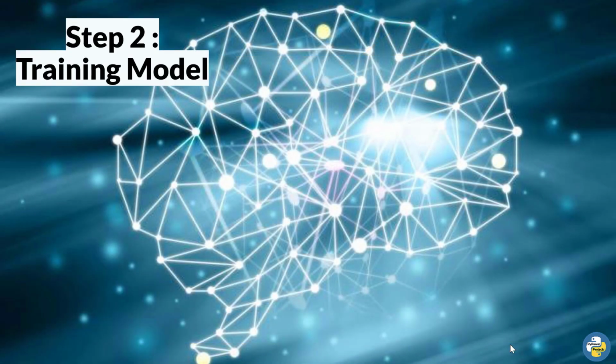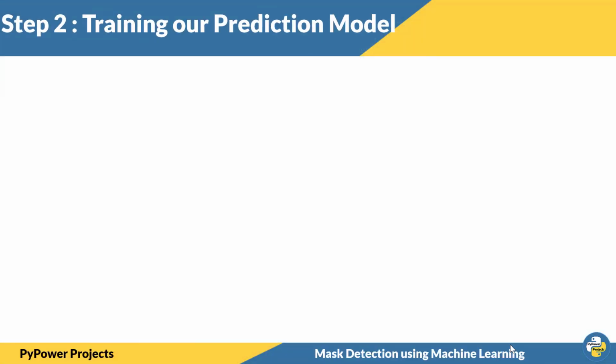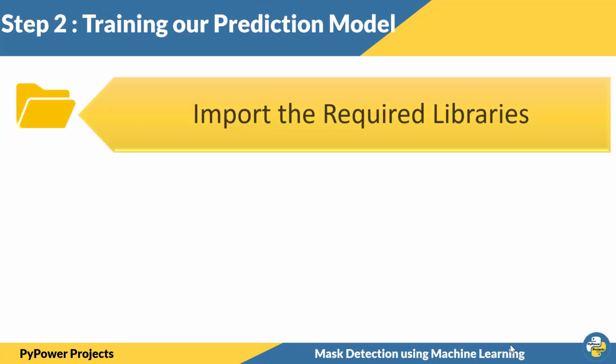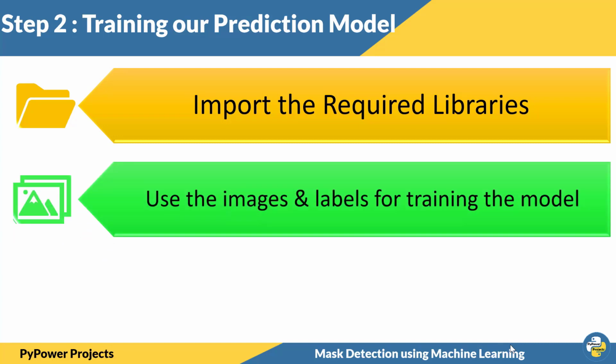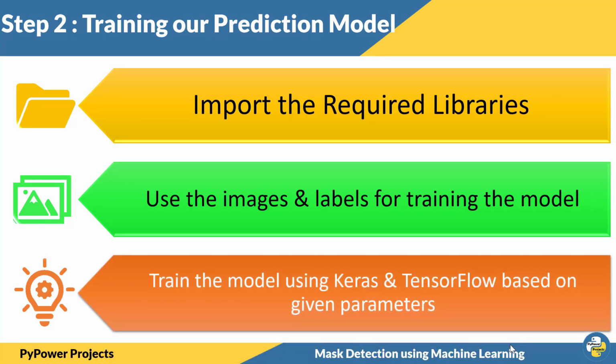Now coming towards step 2, training our model. In this, again there are 3 steps. First is to import the required libraries. We are going to import Keras and TensorFlow, which will be used for training our model. Second, use the images and labels for training the model. We will see in a while how we can use the images to train our model. And third is training our model based on the given parameters.